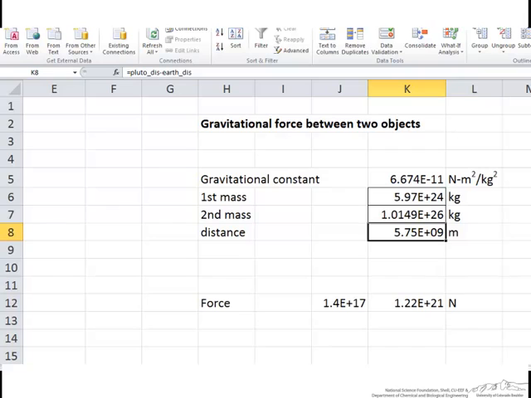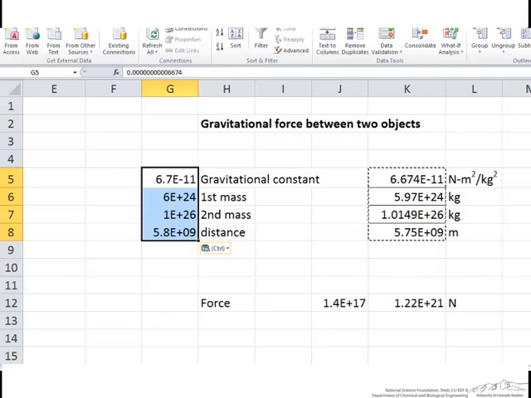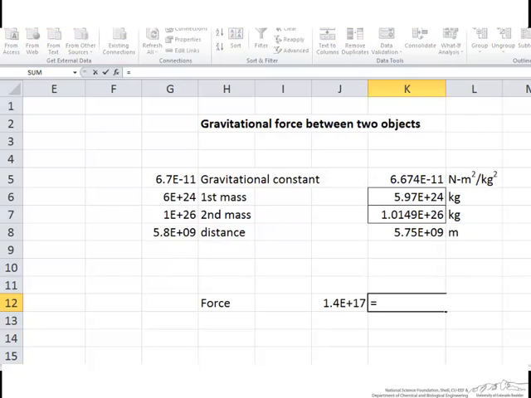So let's take these values and we're going to copy them. We're going to paste them right here. Again, we're going to paste them as values. And now we're going to rewrite this calculation. So this is a force. So it's going to equal the gravitational constant times the first mass, which is Earth, times the second mass, which is Neptune, and we're going to divide that by the distance between them squared.